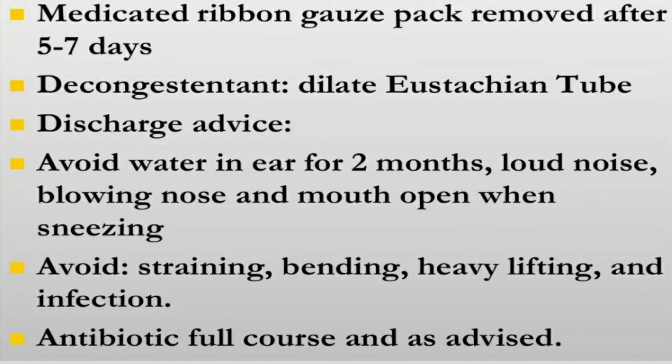Medicated ribbon gauze pack is also to be removed after 5 to 7 days, and a decongestant is also administered and dilated in eustachian tube. For discharge planning, advise the patient to avoid water in ear for 2 months, loud noise, blowing nose and mouth, and to keep the mouth open when sneezing. Also advise the patient to avoid straining, bending, heavy lifting, and infection. Strictly instruct the patient to adhere to the full course of antibiotic therapy as advised.